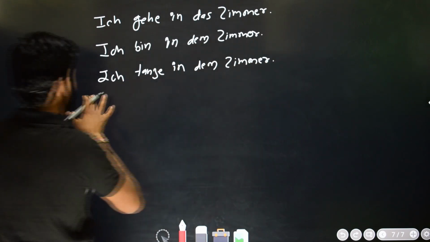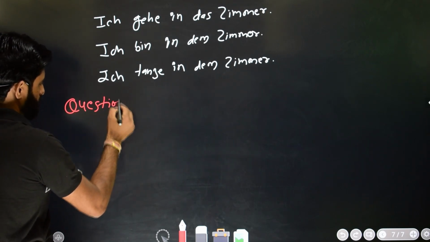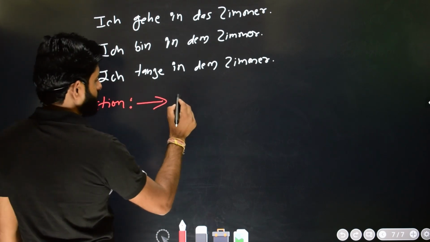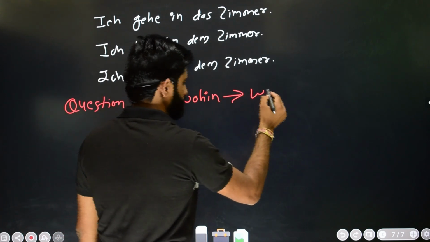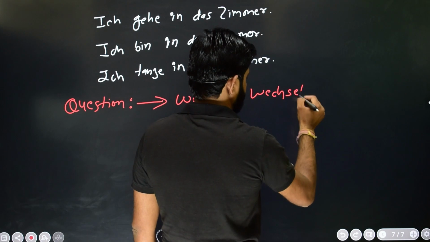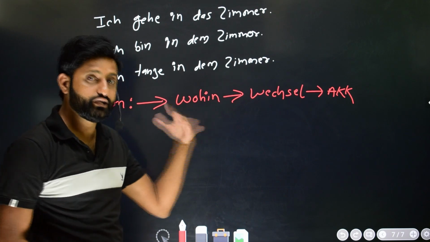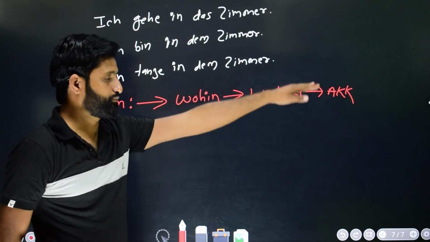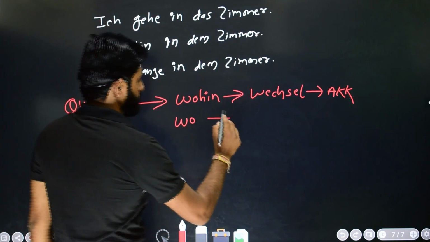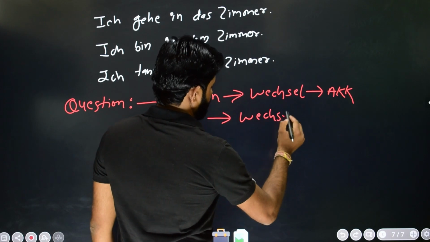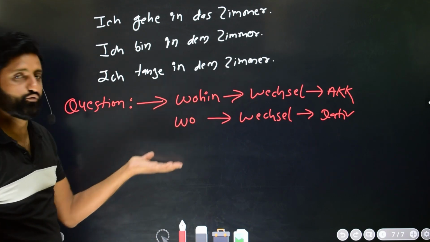So our next way to identify is with the help of a question. If we have a question with wohin, then the Wechsel preposition will be used in accusative. So very simple rule. If we have a question with wohin in case of Wechsel preposition, then it will be used in accusative. If the question is with wo, then the Wechsel preposition will be used in dative. So let's understand first what is wohin and wo.